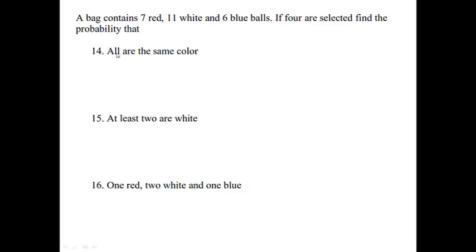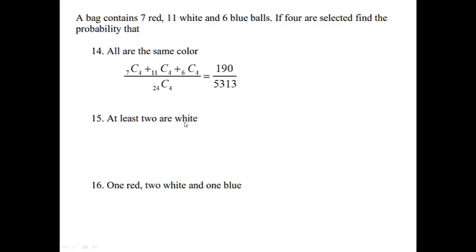Number 14, a bag contains 7 red, 11 white, and 6 blue marbles. Find the probability of them all being the same color. So they're going to be either all red or all white or all blue. So you find 7C4, 11C4, 6C4. Since I'm just adding, I can write the common denominator here. I don't have to write the denominator under each one of these. You can if you want. So that would be this answer here.